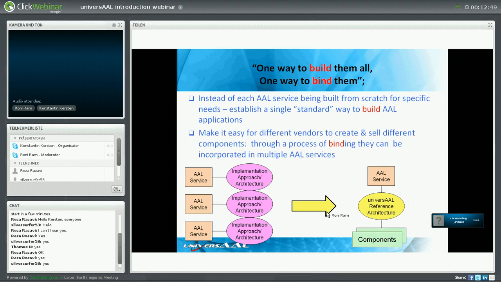And one way to bind them. The universAAL tools will make it easy for different vendors to create AAL applications, and the universAAL platform will help in the binding process, incorporating all the components together into smart services.